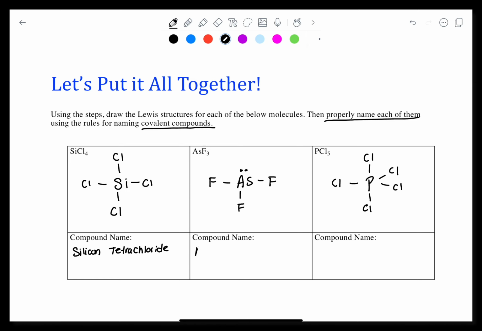Here we have arsenic trifluoride. Tri meaning 3, adding the IDE to the fluorine ending. So instead of fluorine, it's fluoride. Arsenic trifluoride. And finally, we have phosphorus pentachloride. Okay.